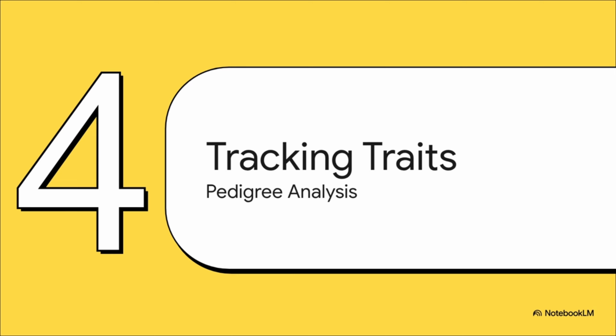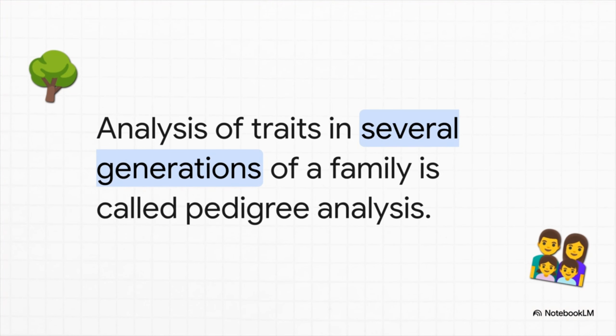But how do scientists and genetic counselors actually track these things through a family's history to figure out risks and inheritance patterns? Well, they have this amazing tool called pedigree analysis, and this is really the detective work of genetics. By mapping out a family tree and carefully noting who has a particular trait or disease, geneticists can actually figure out its pattern of inheritance over many generations.